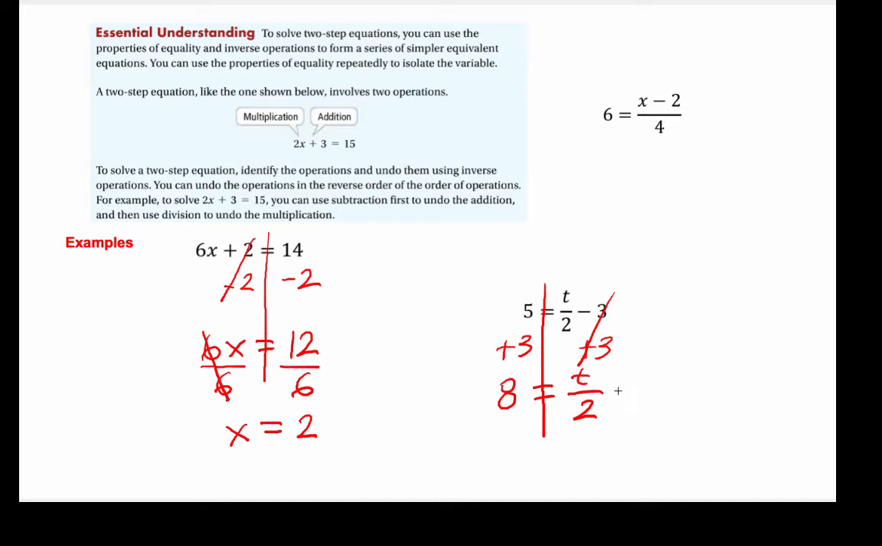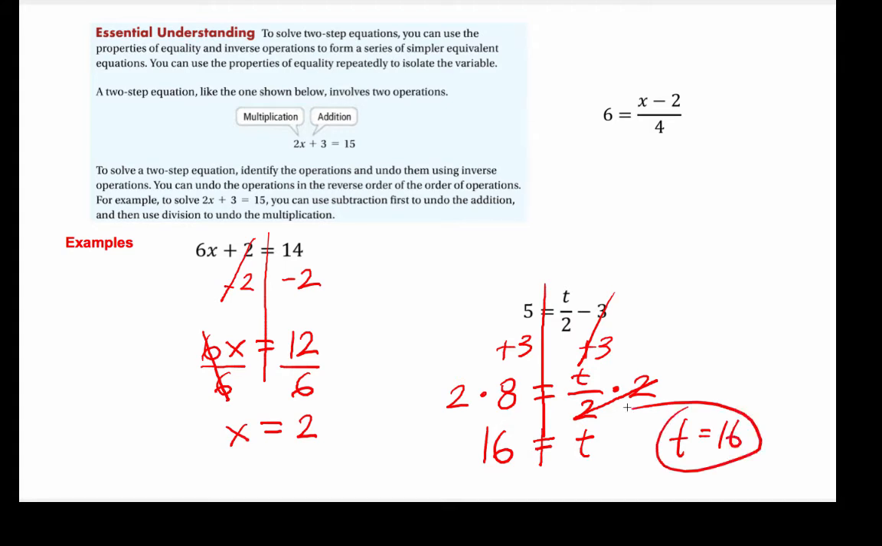T is being divided by 2, so we will multiply by 2. And we will do this to both sides. The 2's here, remember the reason we do this, the 2's cancel each other out, if you will. They give us a coefficient on t of 1. 2 times 8 is 16. 16 equals t. T is isolated, so our solution is t equals 16.